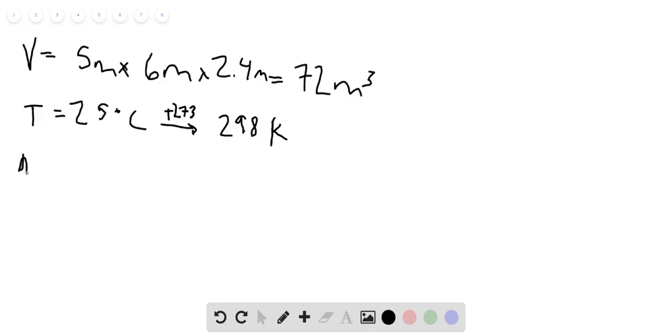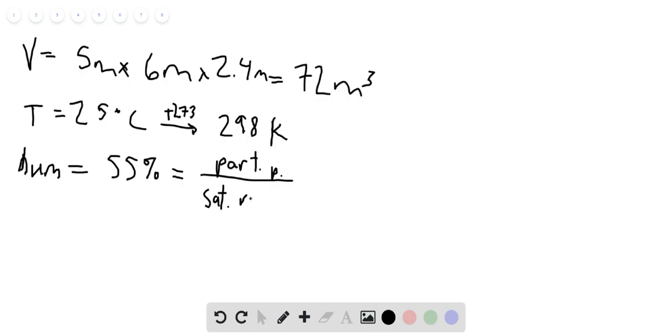And we also have the relative humidity, which is the same thing as when they say humidity. Typically, what they mean is the relative humidity, 55%. And we know that the relative humidity is equal to, by definition, the partial pressure divided by the saturated vapor pressure. This is pressure. So partial pressure divided by saturated vapor pressure.